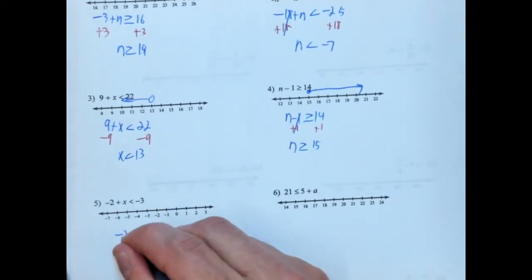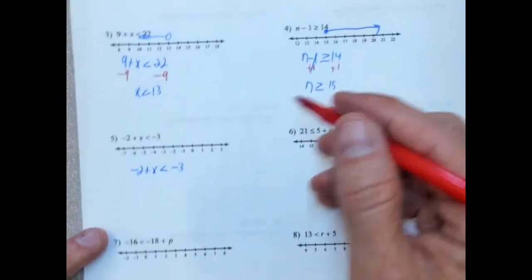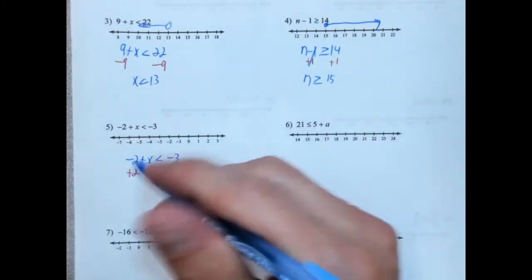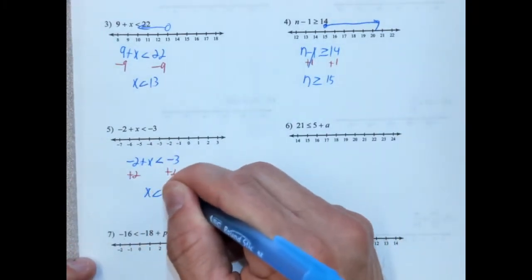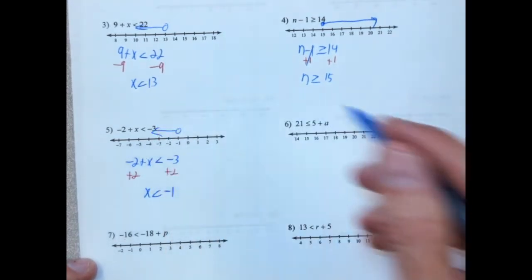So negative 2 plus x is less than negative 3. I'm going to add 2 to both sides because it's negative 2. And x will be less than negative 1. So negative 1, open circle, x is less than, going that way.